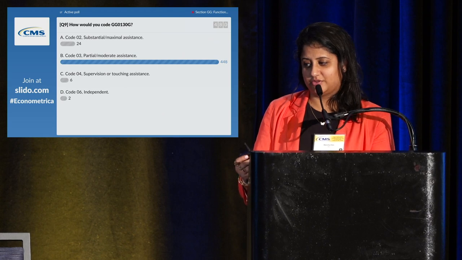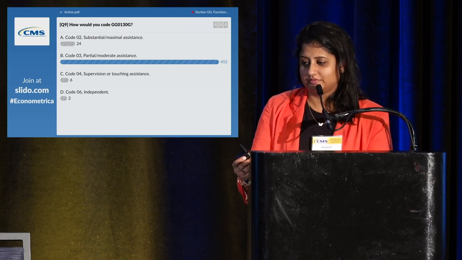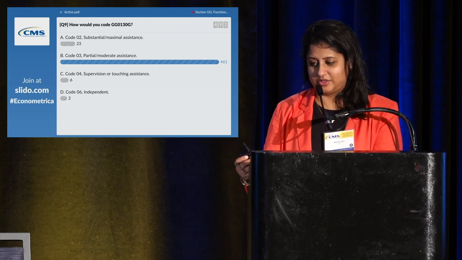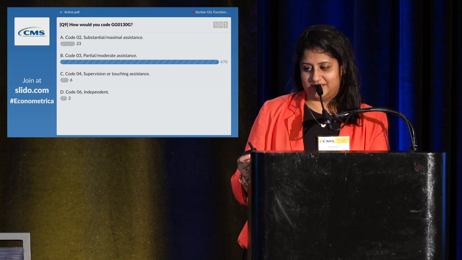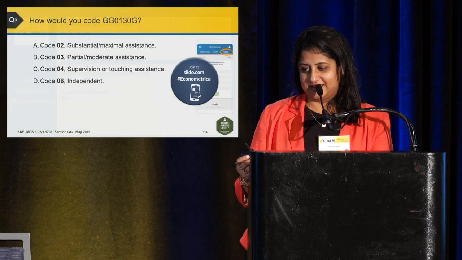Number of answers coming through. All right, let's look at what the right answers be. A lot of B's. So how would you code GG0130G?